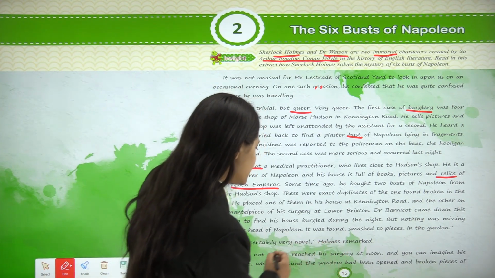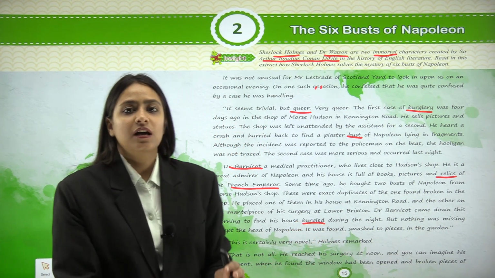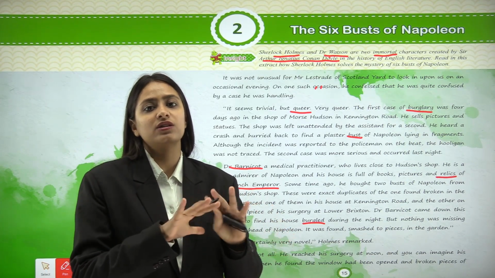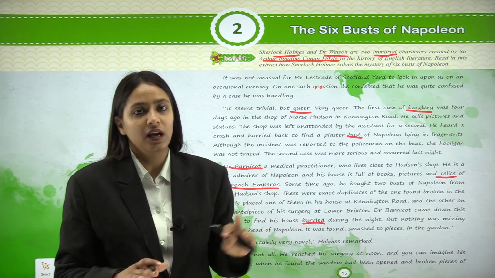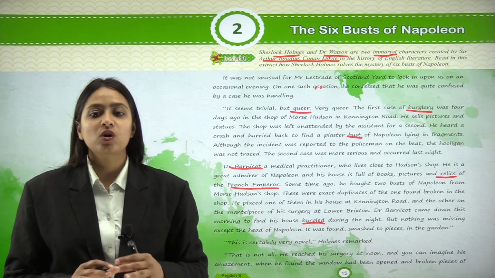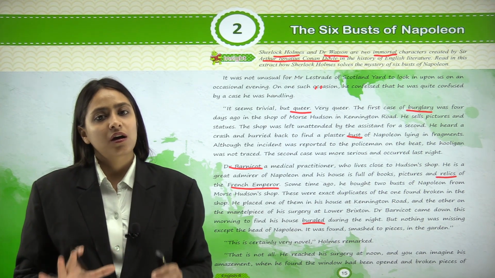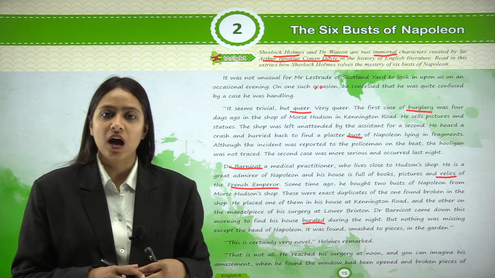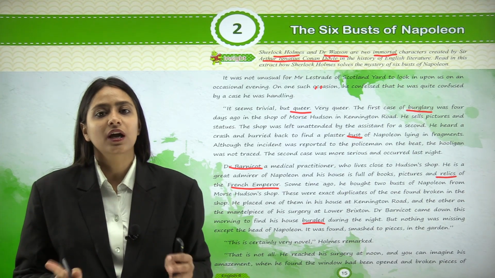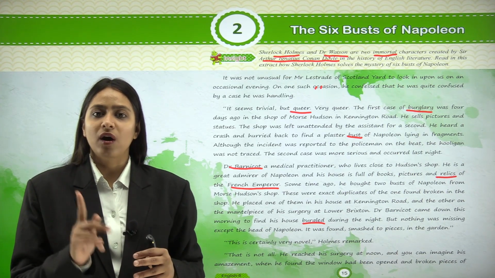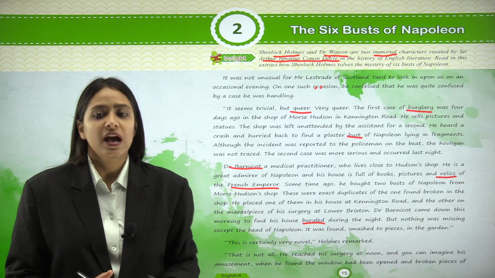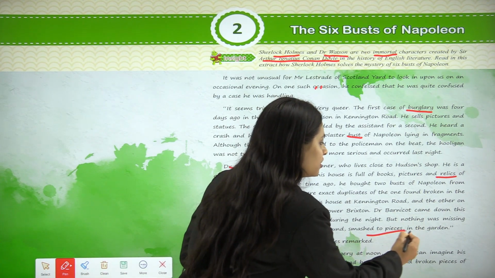What do we mean by burgled here, students? Which means some thieves came to his house and they destroyed the relics, or the statues, or the bust of Napoleon, in this second case during the night. But nothing was missing except the head of Napoleon. So the thief came into the house and Dr. Barnicot noticed that there was only one thing which was broken, or stolen. It was Napoleon's bust. It was found smashed in the garden.